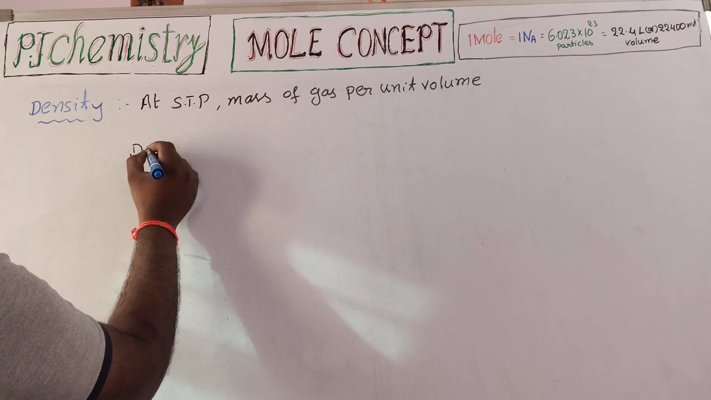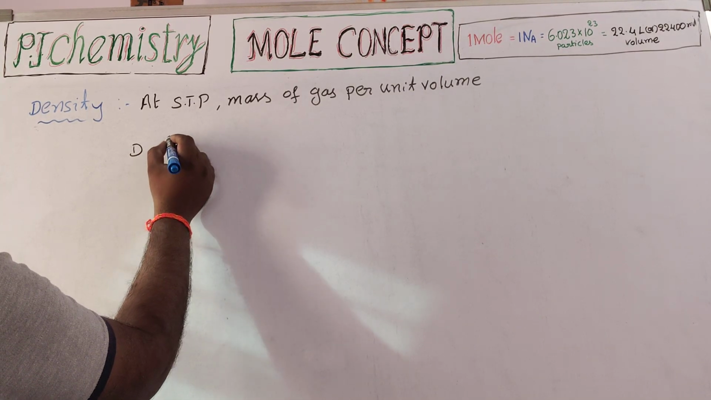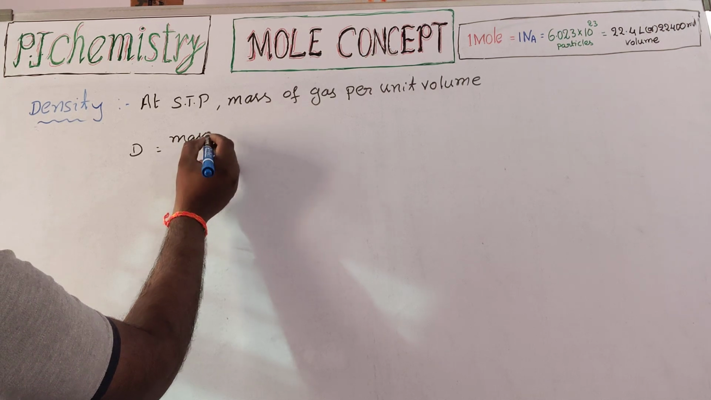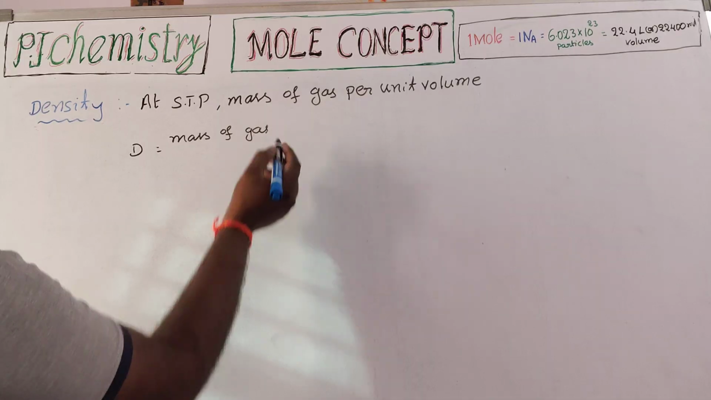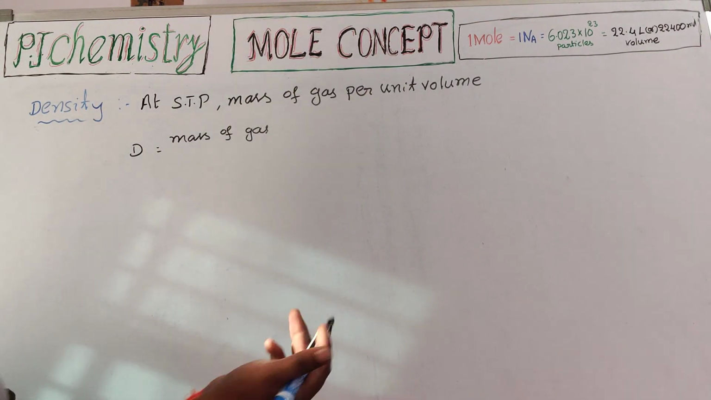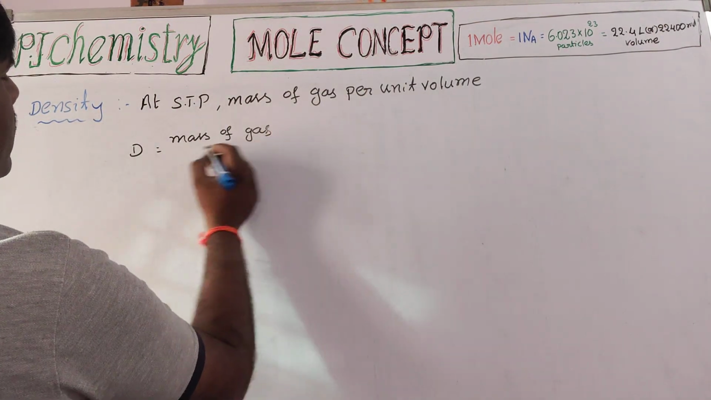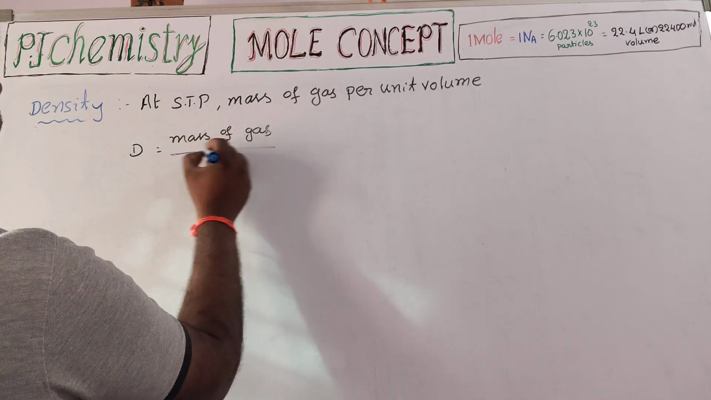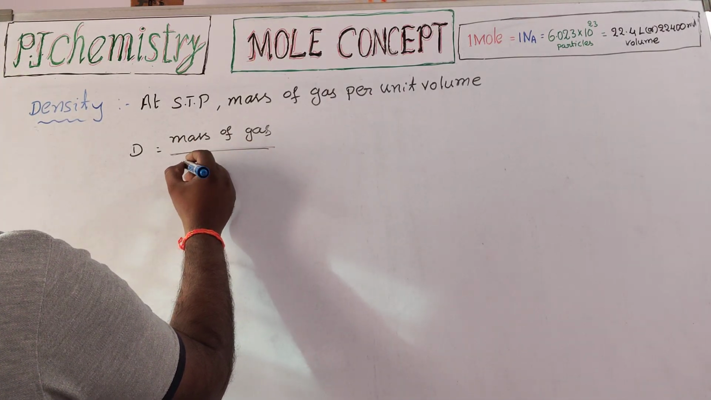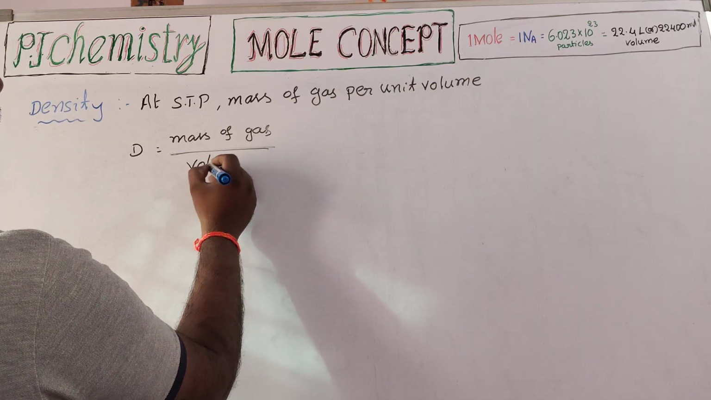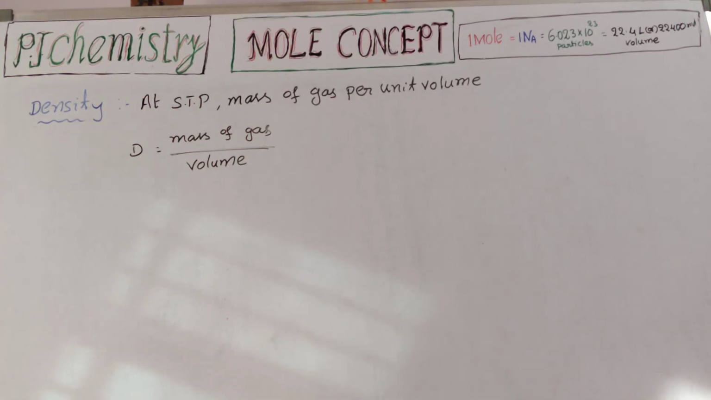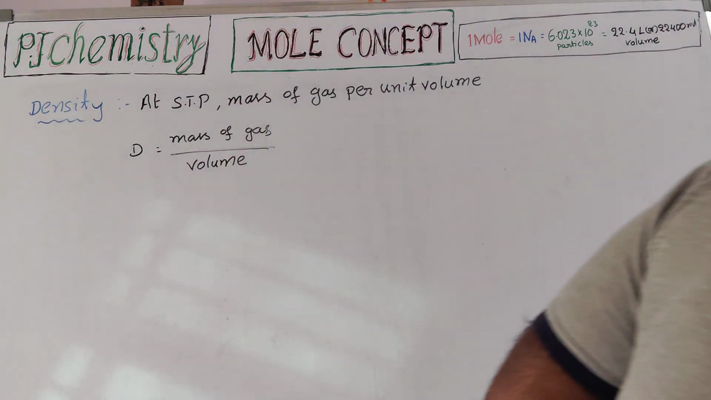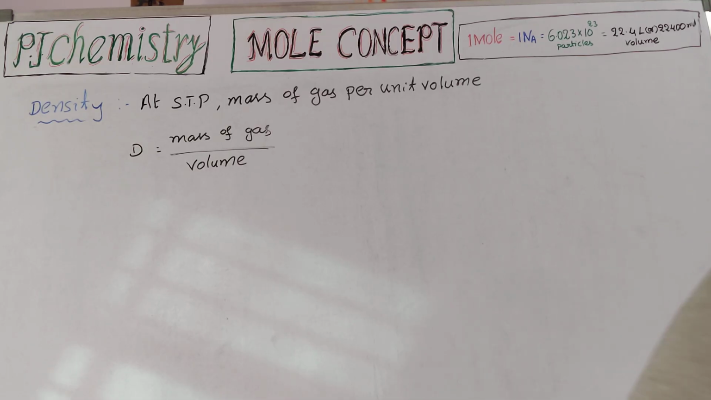Formula: density is equal to mass of gas per unit volume. Mass of gas may be taken in grams or kilograms. 1 mole of any gas occupies 22.4 liters. In that way, it is mass of gas per unit volume.